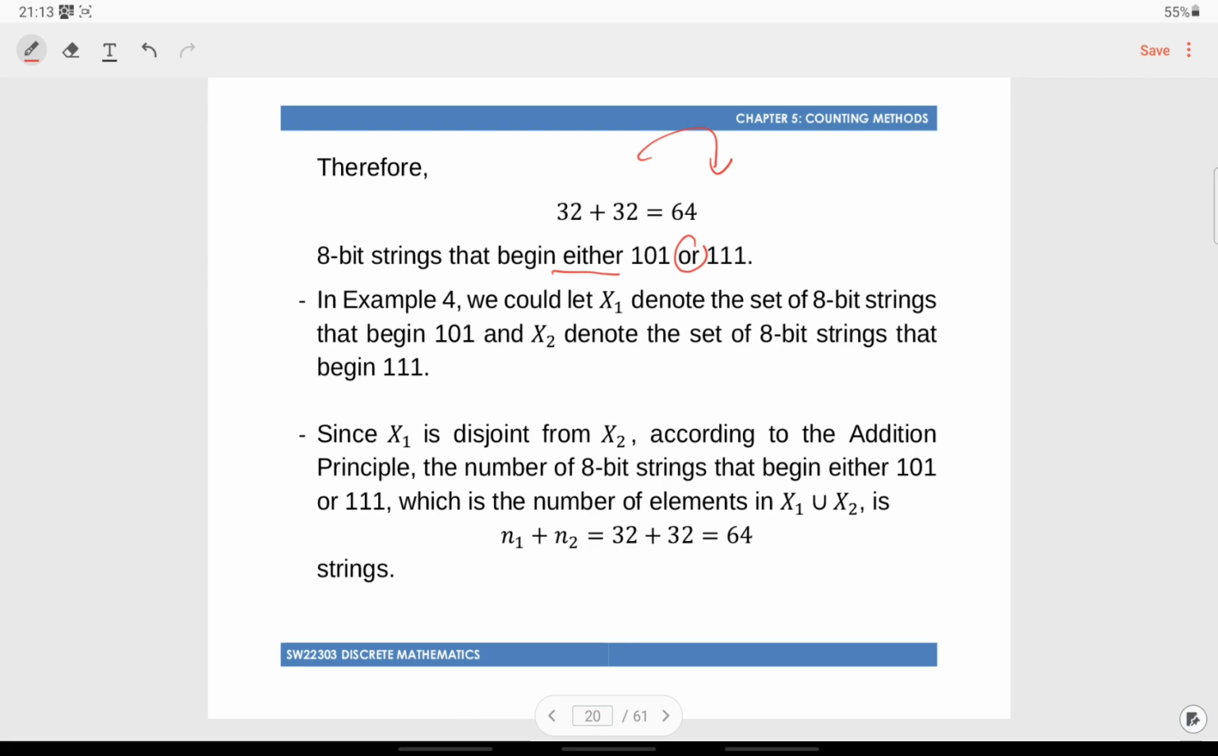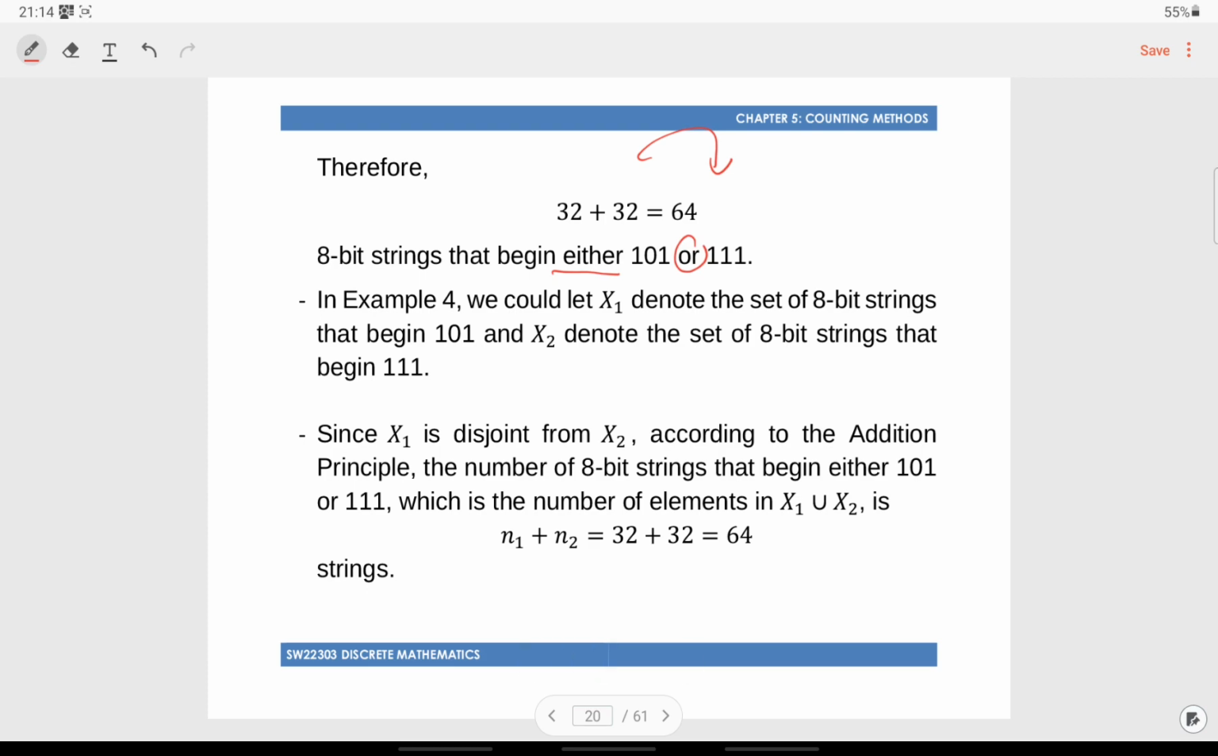Okay, in example 4, we could let x1 denote the set of 8-bit strings that begin 101, and we denote x2 as the set of 8-bit strings that begin with 111. Since x1 is disjoint from x2, there is no common element between these two sets. So x1 is disjoint from x2.